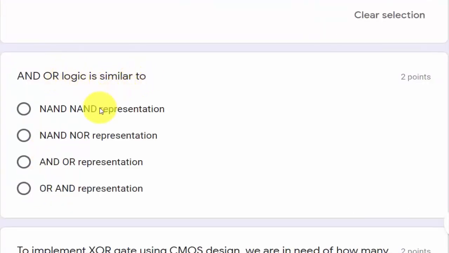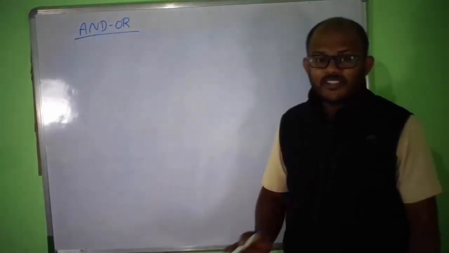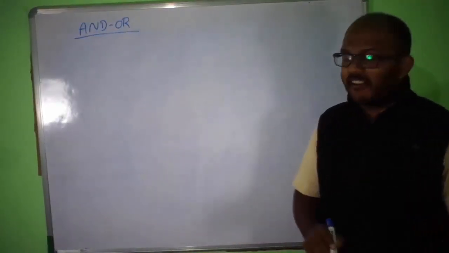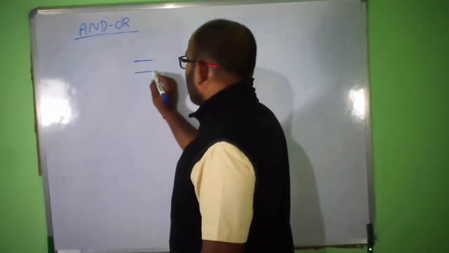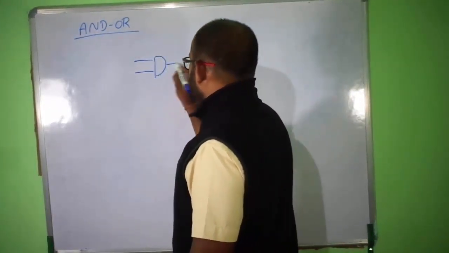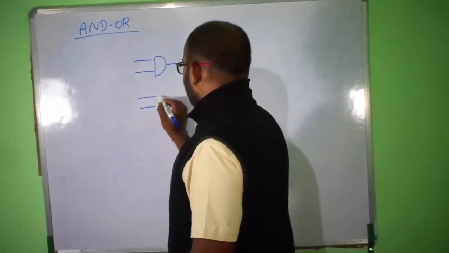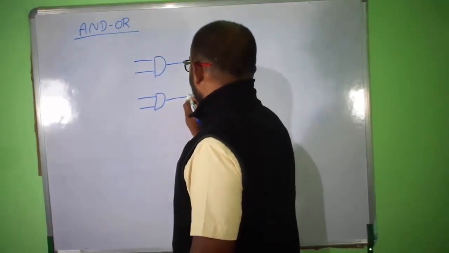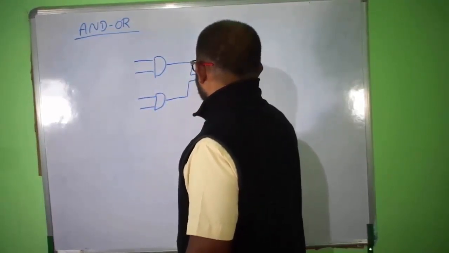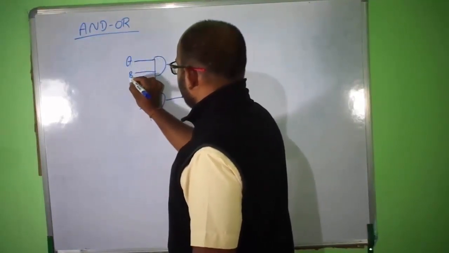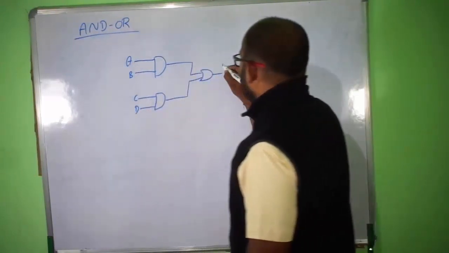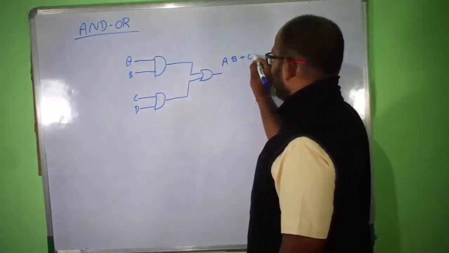AND-OR logic is similar to NAND representation, and NOR-NOR representation is similar to OR-AND representation. In this question they have given AND-OR is equivalent to what. To explain this, I use a two-level representation. This is an AND gate and I use one more AND gate, connected to an OR gate. Let me take my inputs as A, B, C and D. The output I get is AB plus CD.